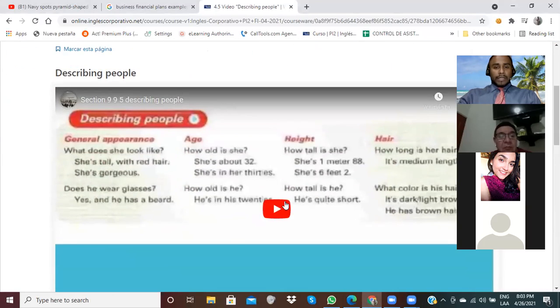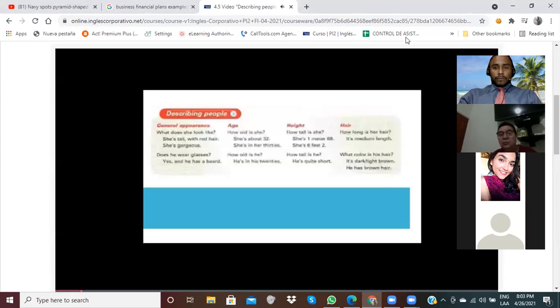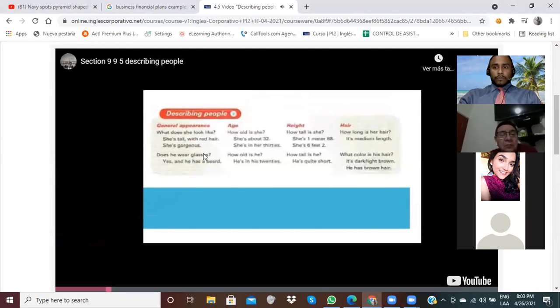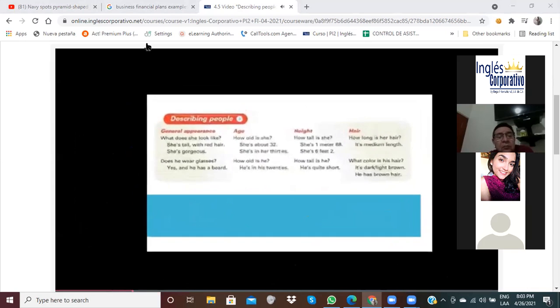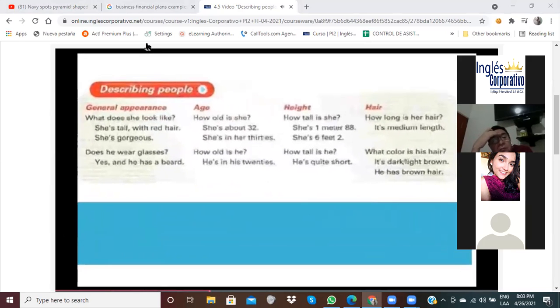Describing people. Listen, please. In this lesson, you will learn how to describe, ask, and answer questions about appearance. Let's go over the audio program. Notice the questions they use to ask for the information needed. Describing people. General appearance. What does she look like? She's tall with red hair. She's gorgeous. Does he wear glasses? Yes, and he has a beard. Age. How old is she? She's about 32. She's in her 30s. How old is he? He's in his 20s.